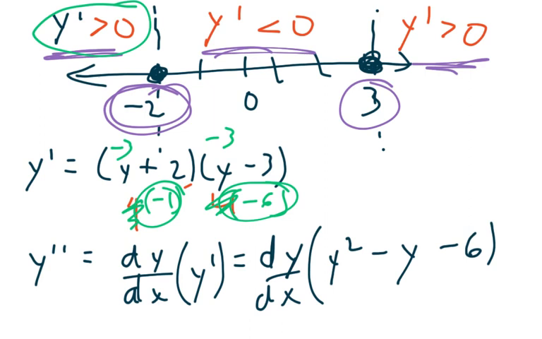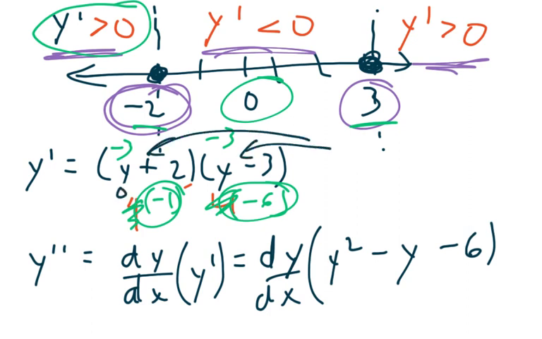Now, let's plug in a number between -2 and 3, like 0. So when I plug in 0, now here's the shortcut. I know that 0 plus 2 is a positive. I know that 0 minus 3 is a negative. A positive times a negative means y prime is less than 0. It's negative. Now, a clever person, of course, will realize that it should go positive. It will always alternate negative, and then it should be positive.